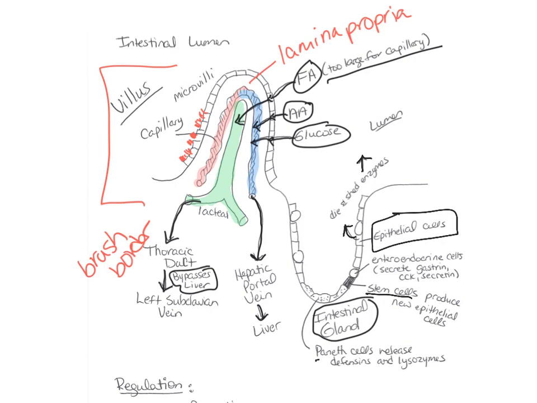There's also Paneth cells. Paneth cells release defensins and lysozymes, and they are part of the innate immunity and will help to protect the body from any foreign pathogens in the intestine. Then there are these enteroendocrine cells that are also in between those epithelial cells. Those enteroendocrine cells are going to secrete hormones. And we've talked about these hormones already, but these hormones are gastrin, CCK, and secretin.